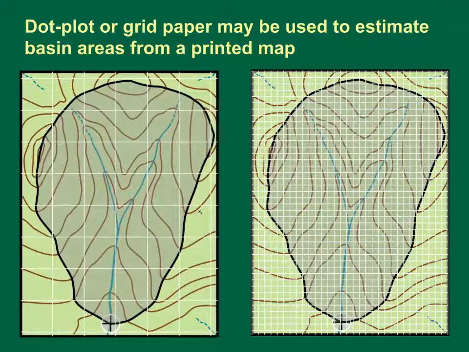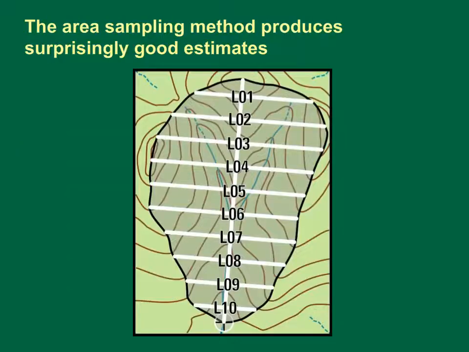There are 30 points in the coarse grid and 752 in the fine grid covering this hypothetical watershed, which result in estimated areas of 14.47 and 14.5 drawing units respectively. The actual area is 14.6 drawing units. Therefore, the grid estimate errors are both less than 1%. The area sampling method produces surprisingly good estimates.